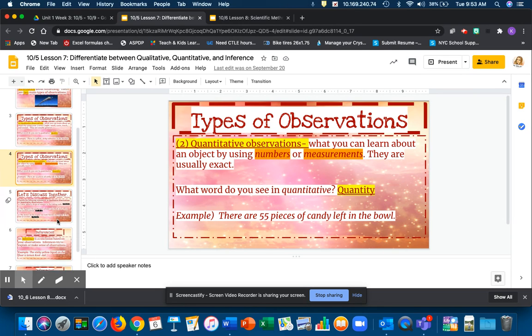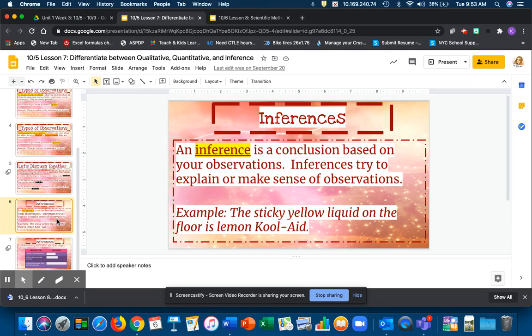Okay, and then an inference is the conclusion based on your observation. So inference tries to explain or make sense of the observation that you made.